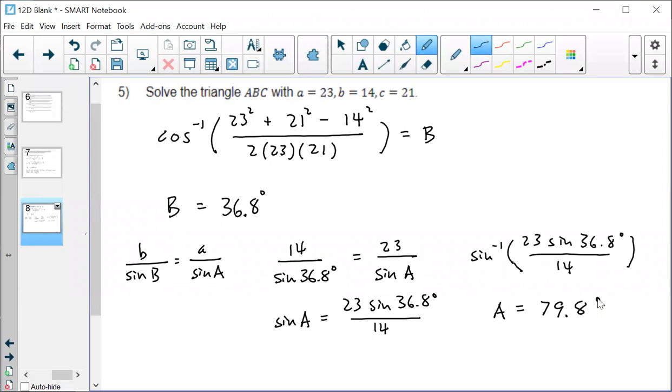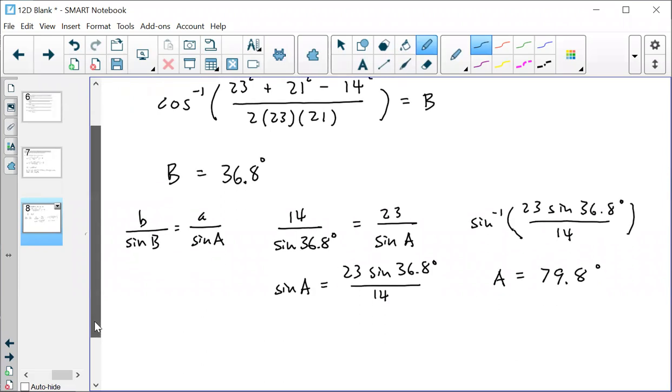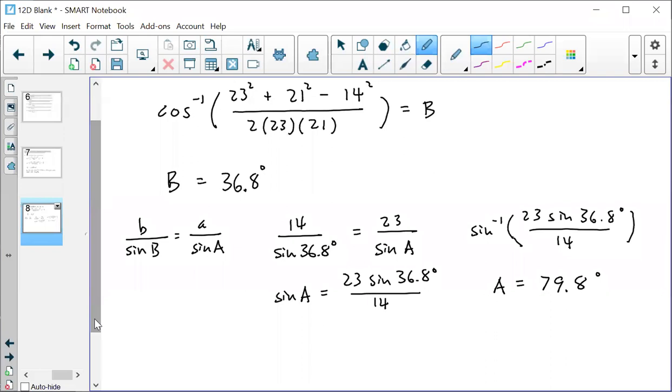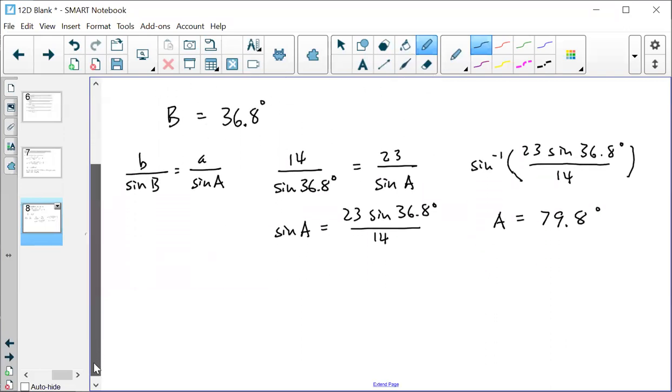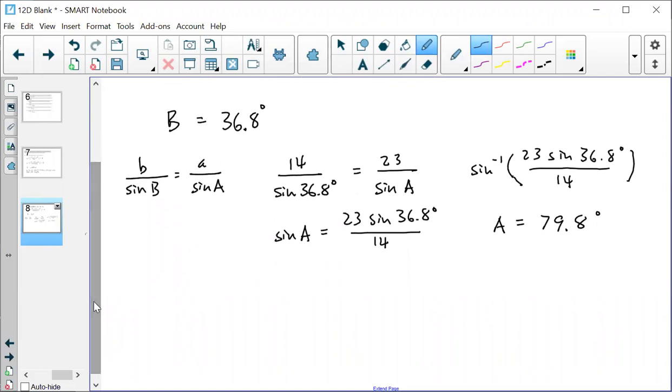And from here, we could just subtract what we found, the 36.8 and the 79.8, from 180. We found A and we found B. So angle C from 180 is going to be 63.8 degrees.